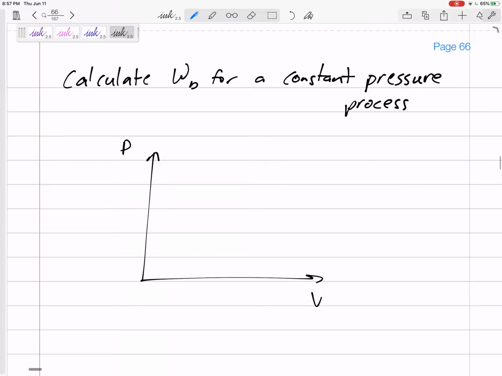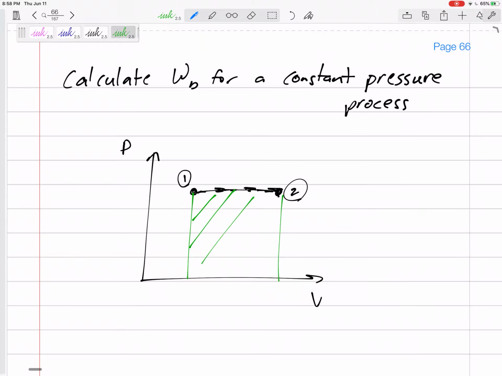Another common process is a constant pressure process. So what would a constant pressure process look like? Let's say we start at state 1 and we had a constant pressure. We might go over here to state 2 at that same pressure. So if we go from 1 to 2, then the boundary work would be the area under the PV curve. What would this area be? It would be a rectangle.